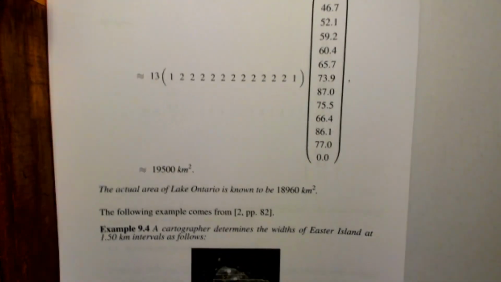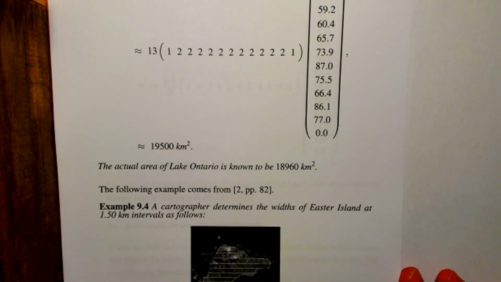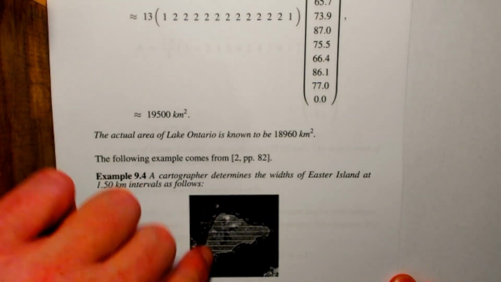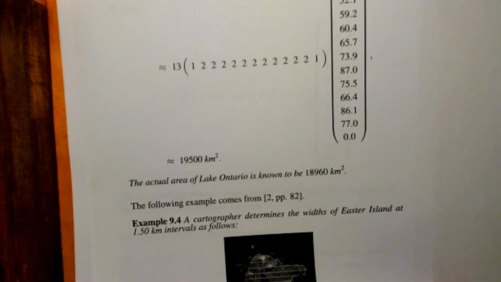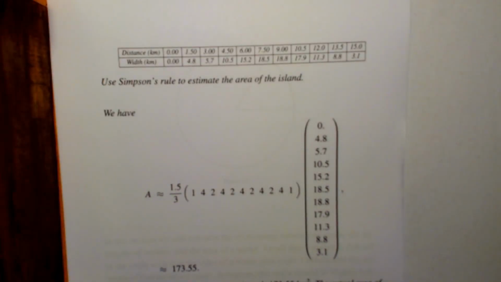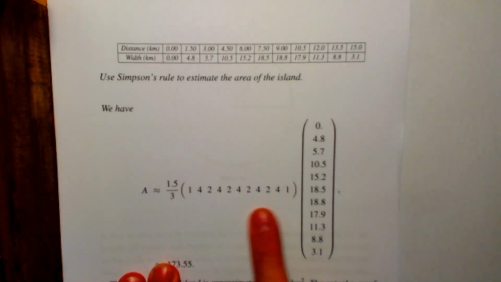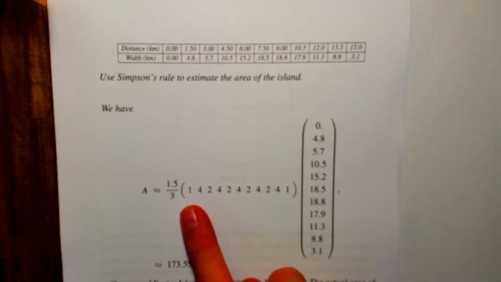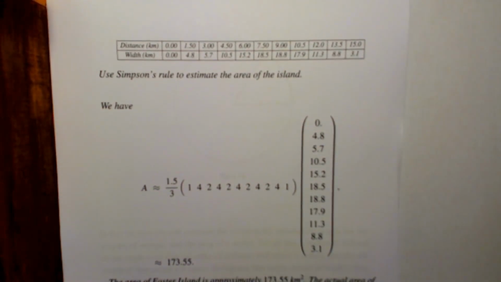Okay, so next example, a cartographer determines the width of Easter Island at 1.5 kilometer intervals as follows. So here's Easter Island. The widths of these measurements are 1.5 kilometers. And so here's our data. So we put that data into this column matrix. This is the matrix of coefficients for Simpson's rule. 1.5 over 3, that's the number out the front.